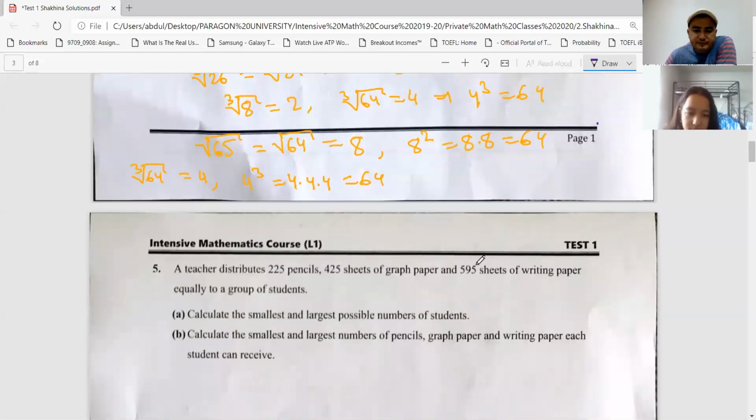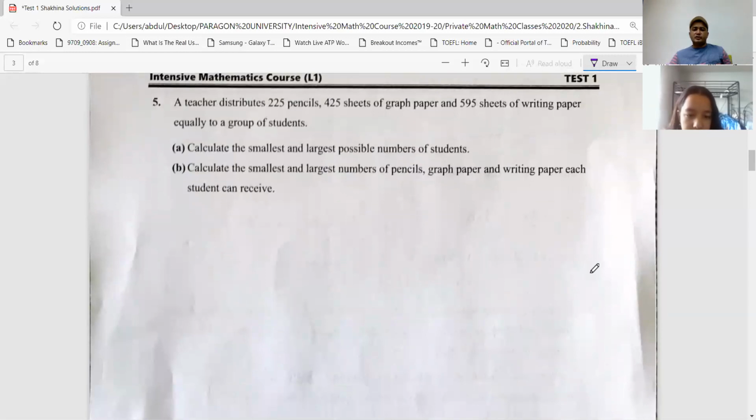Continue. Read the question. A teacher distributes 225 pencils, 425 sheets of graph paper, and 595 sheets of writing paper equally to a group of students. A. Calculate the smallest and largest possible number of students. B. Calculate the smallest and largest number of pencils, graph paper, and writing paper each student can receive.